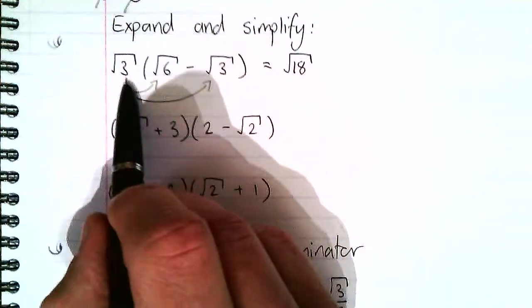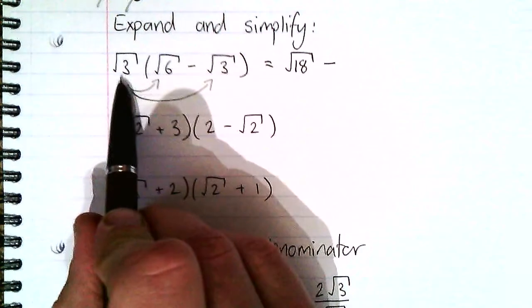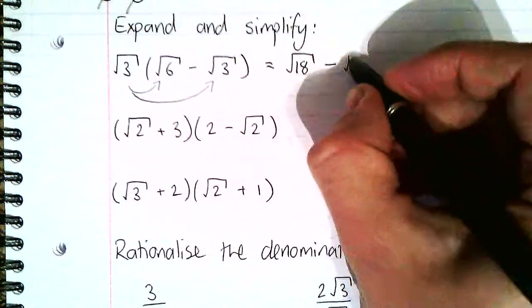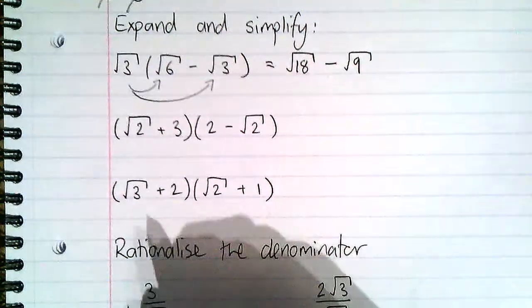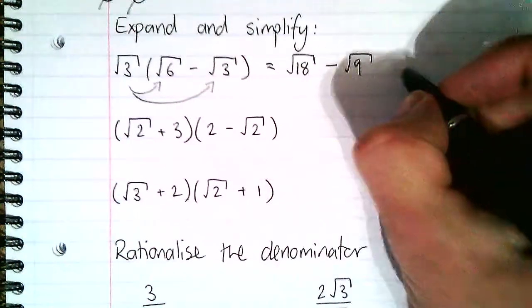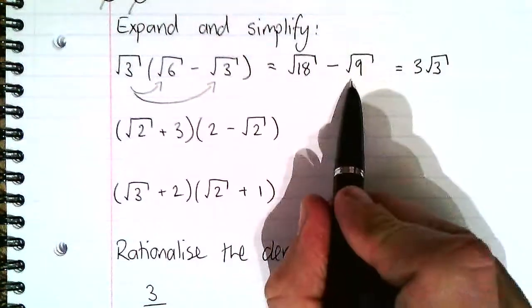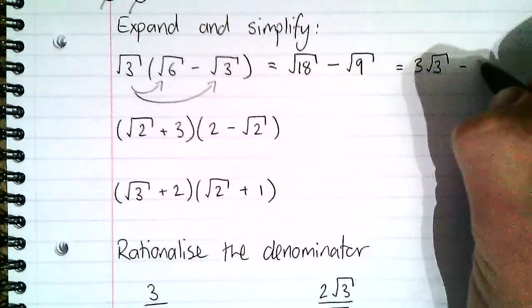Same thing here, square root of 3 times the negative square root of 3, it's going to be a negative, so square root of 3 times square root of 3 here is square root of 9. Now both of these things we can simplify. Square root of 18 we simplified before, and we got 3 root 2. And the square root of 9, we know what that is, that is simply just 3.